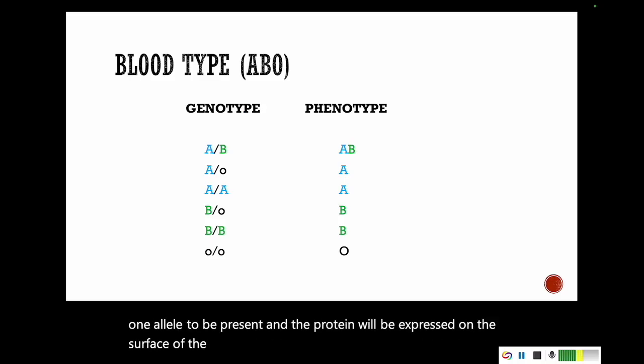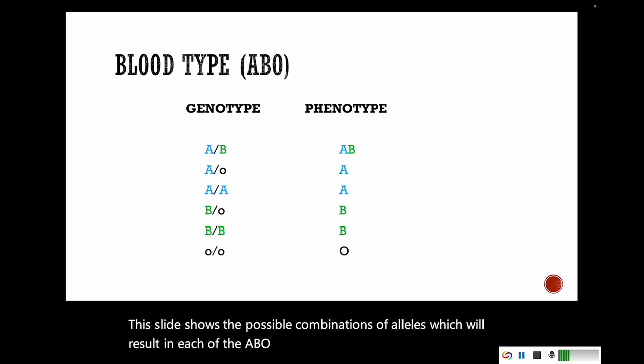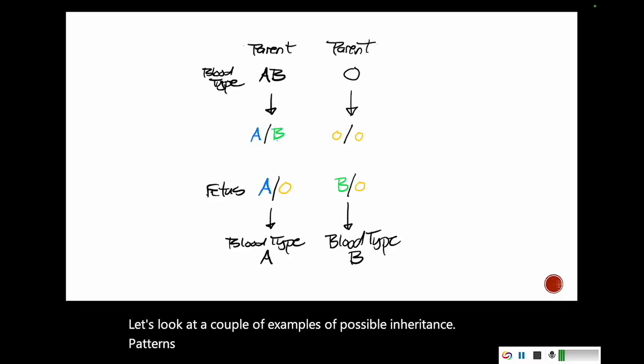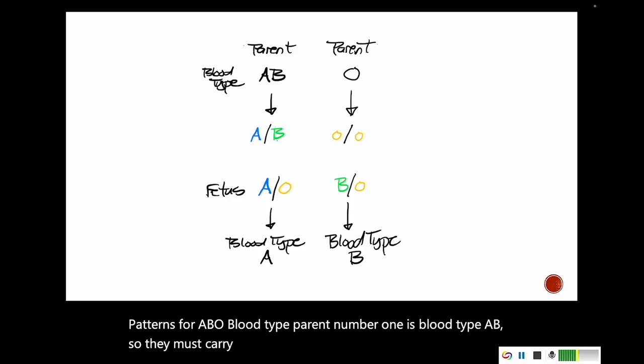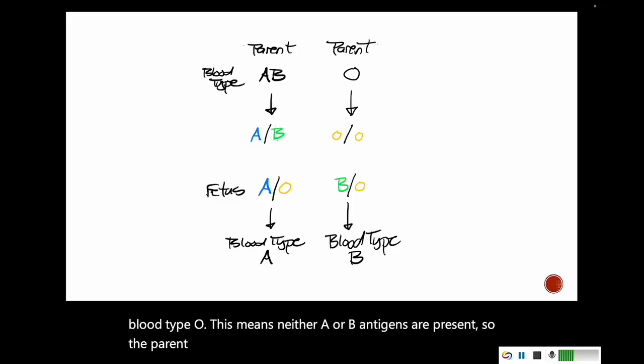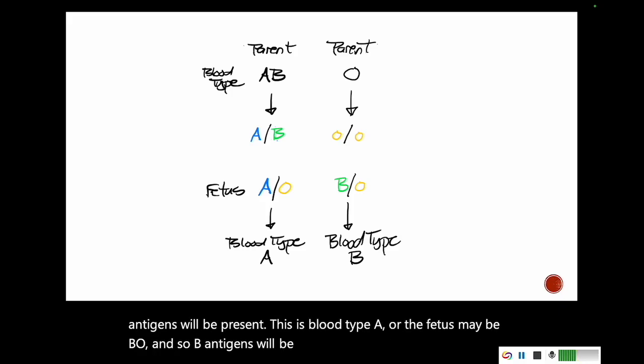This slide shows the possible combinations of alleles which will result in each of the ABO blood types or phenotypes. Let's look at a couple of examples of possible inheritance patterns for ABO blood type. Parent number 1 is blood type AB, so they must carry one allele for A and one allele for B. Parent 2 is blood type O. This means neither A or B antigens are present, so the parent must be OO. Their fetus may be AO, and so A antigens will be present. This is blood type A. Or the fetus may be BO, and so B antigens will be present. This is blood type B.